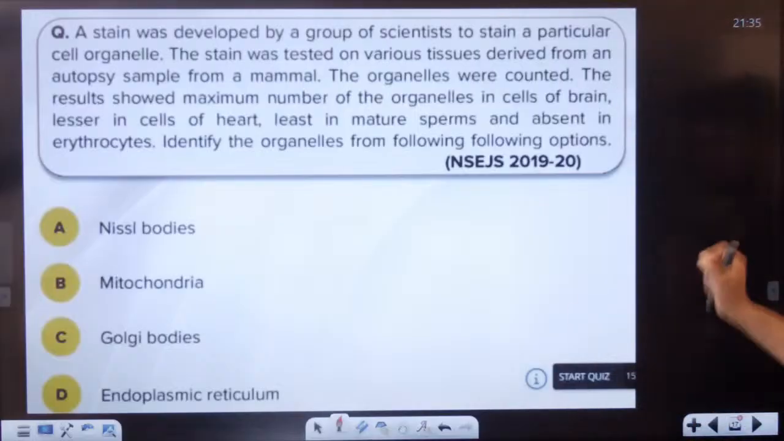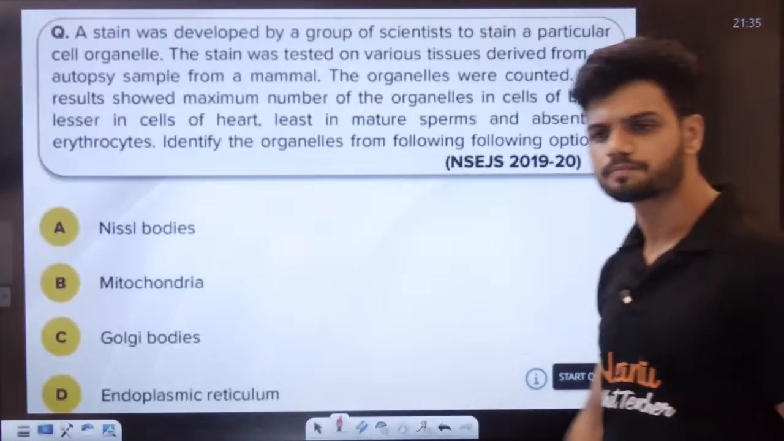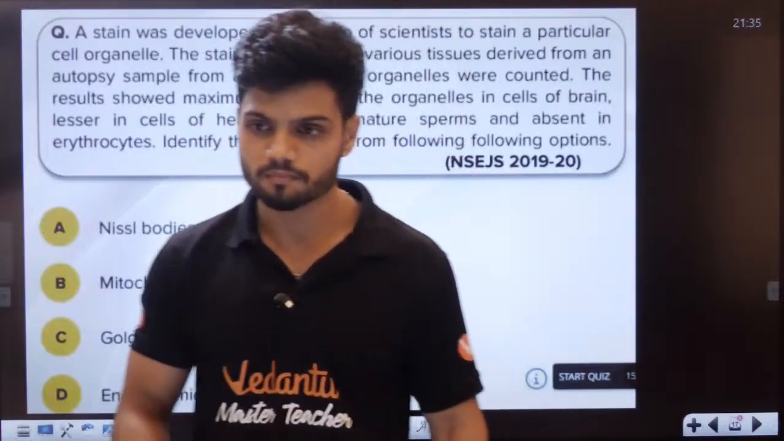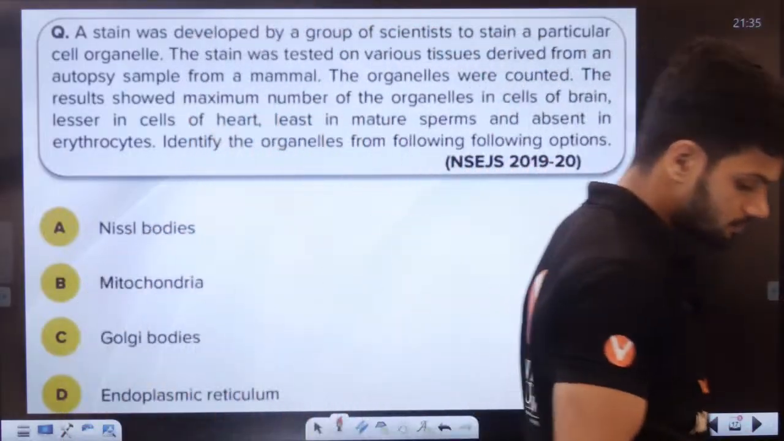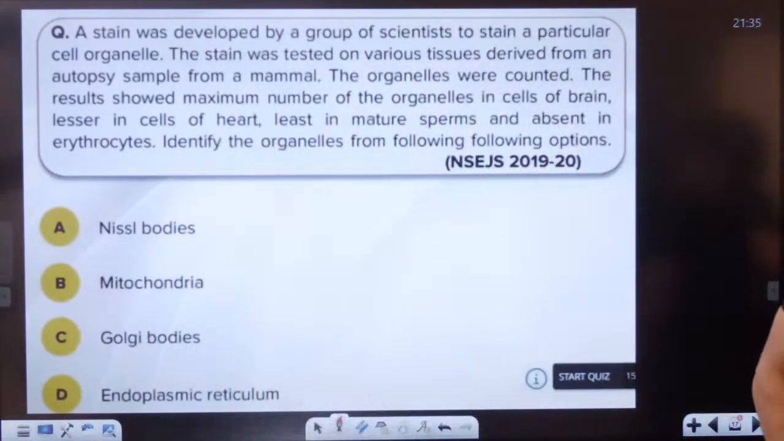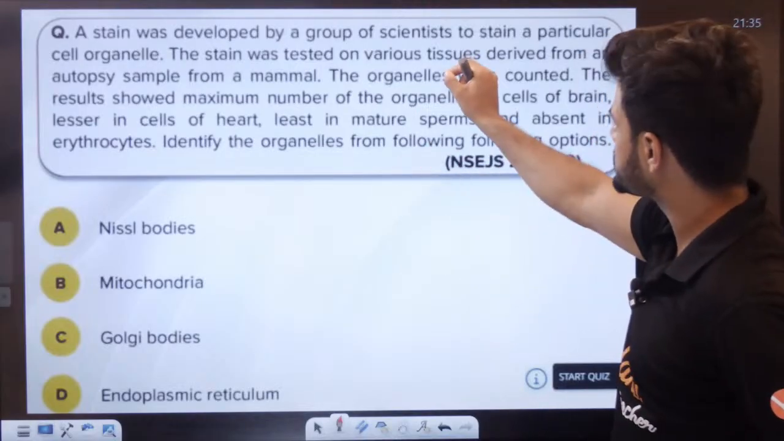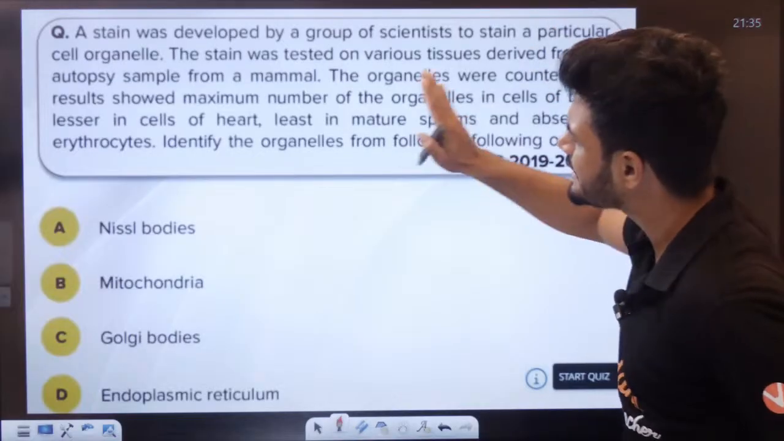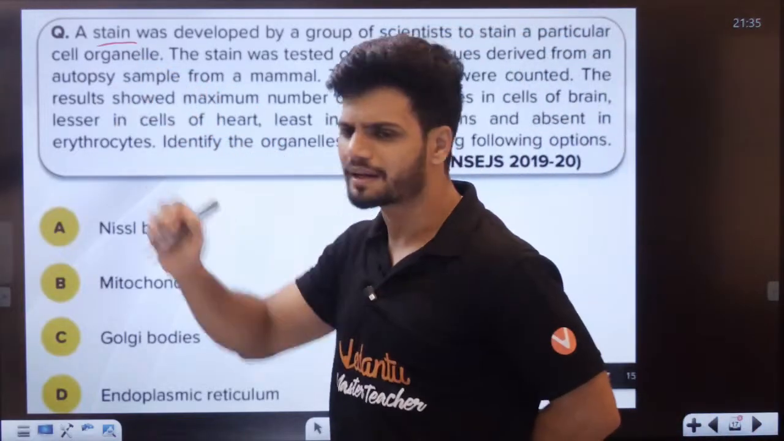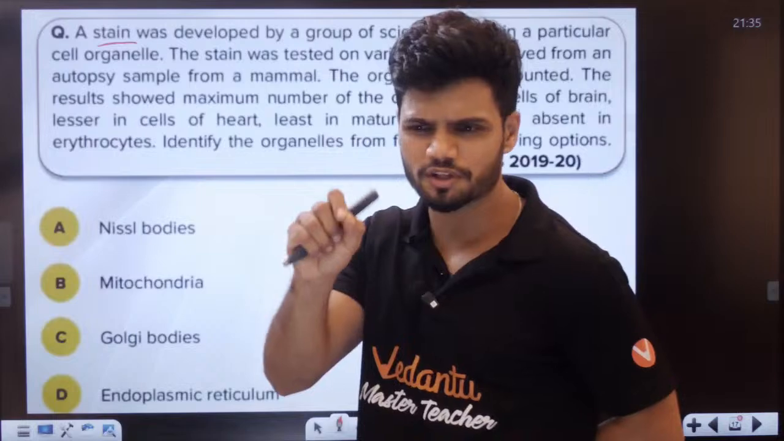It's a very good question on the board, students. A stain was developed by a group of scientists to stain a particular cell organelle. Stain is basically a color, a pigment which can add color.